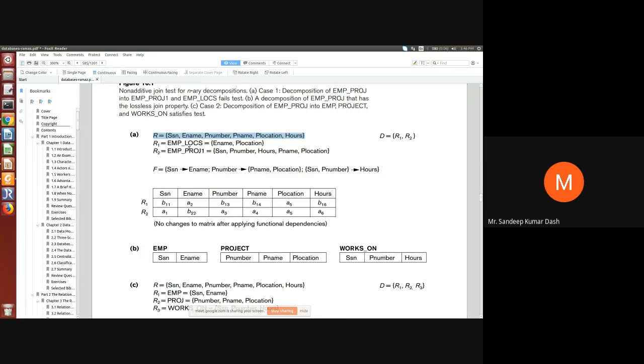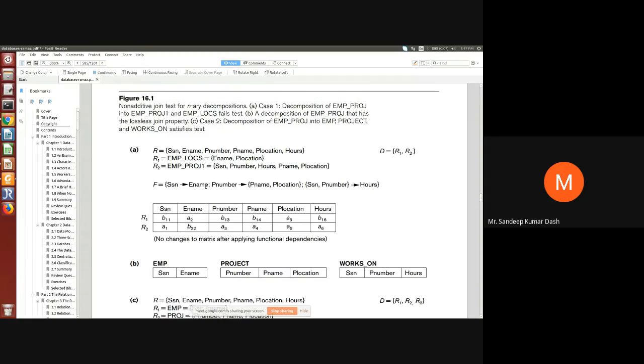So when I apply natural join to R1 and R2, will it give me back my R or not? That I have to test. If it is giving me back the R, then this has non-additive join, that means the division is proper. If by combining R1 and R2 you are still not getting R, then the division is not proper. In order to test that, there is this algorithm which will help us.